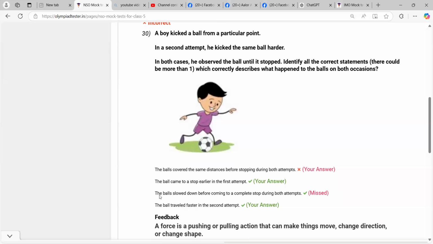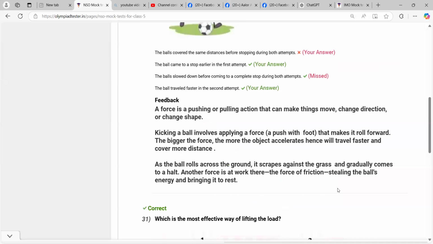And the third answer you missed: the ball slowed down before coming to a complete stop during both attempts. This is very simple. Before coming to a complete stop, without having any movement, obviously the speed of the ball will slow down. Whenever a car comes to a halt, it will not just come to a halt like that unless we put a strong brake on it. It will first slow down and then come to a stop. Similarly, the same thing happens with the ball.